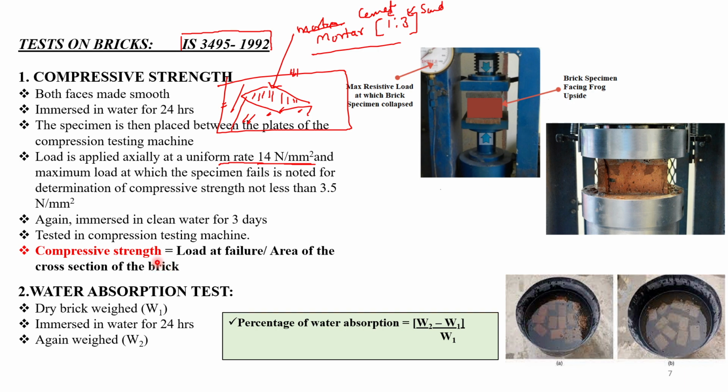Okay, so suppose this is the cross section area, so it will be width and this will be length. So at this area we will apply the loading. So load at failure divided by cross section area. Okay, so minimum strength of brick should be 3.5 Newton per mm square.